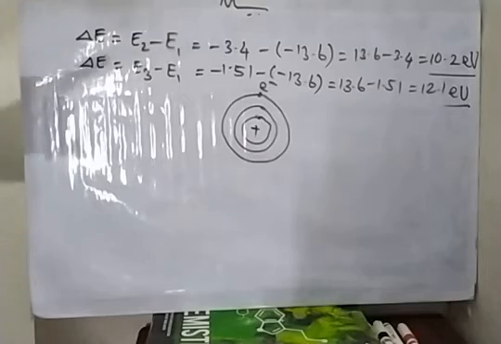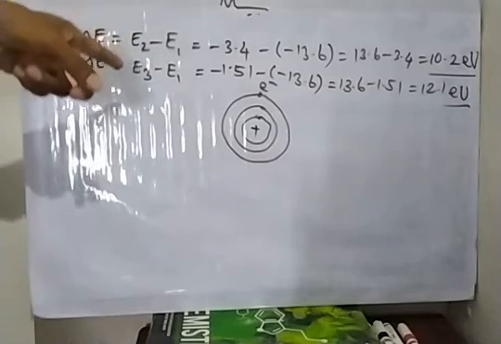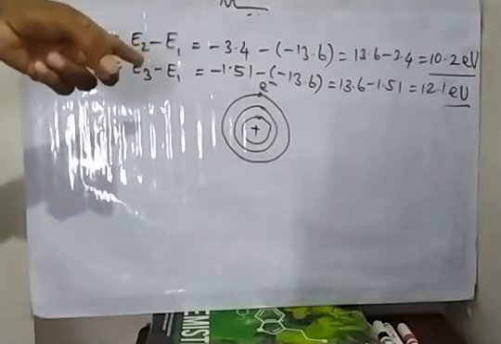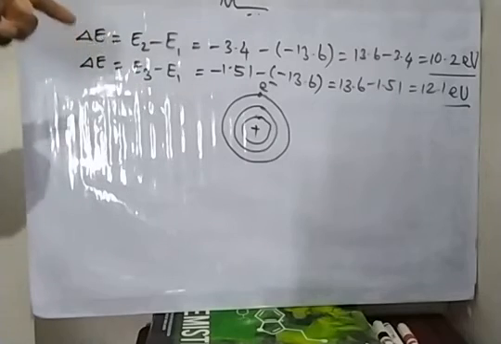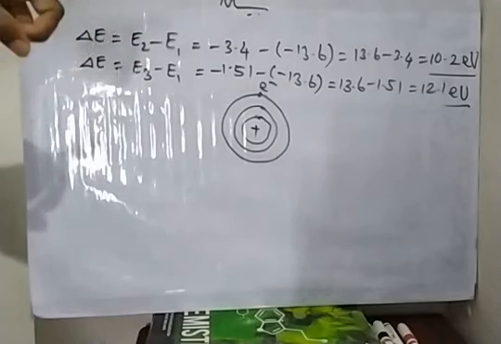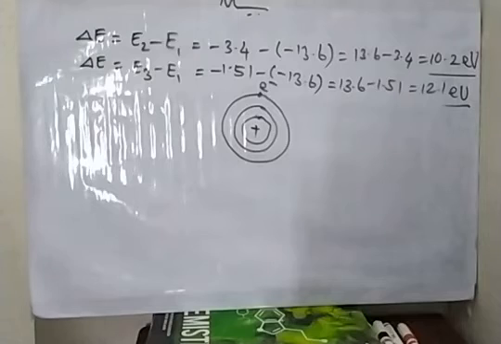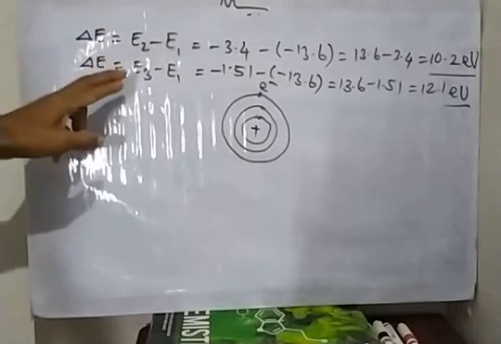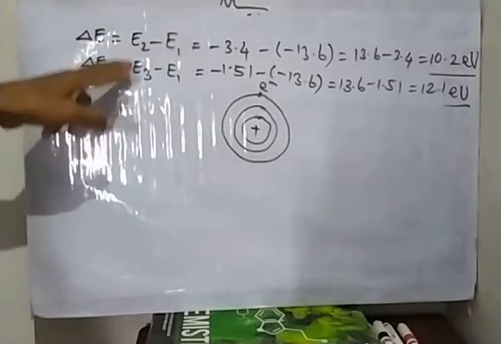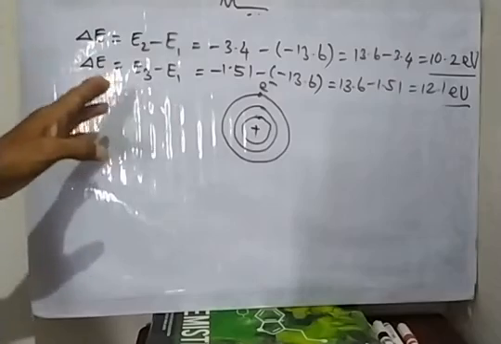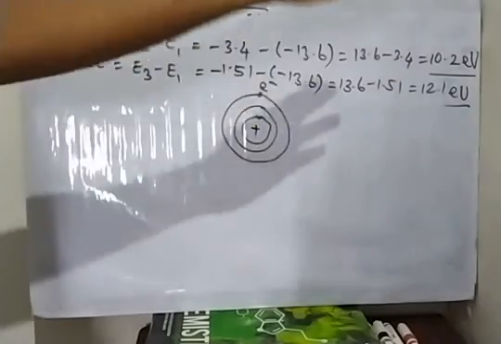And also we are able to find out the third excitation. When the electron is in the second orbit, that is called the first excited state. When the electron is in the third orbit, that is called the second excited state. Similarly, when the electron is in the fourth and fifth orbits, they are called the third excited state and fourth excited state, and so on.